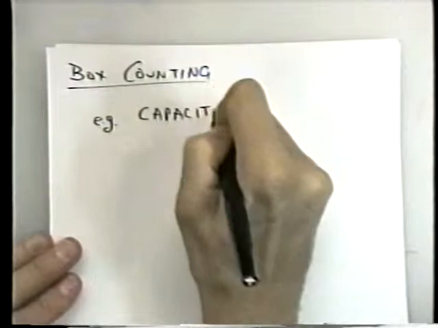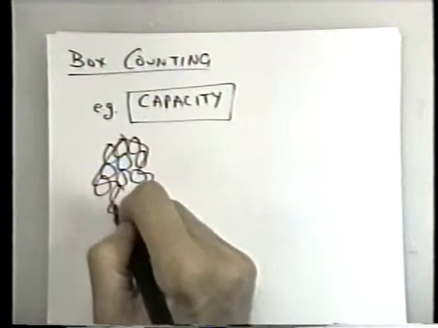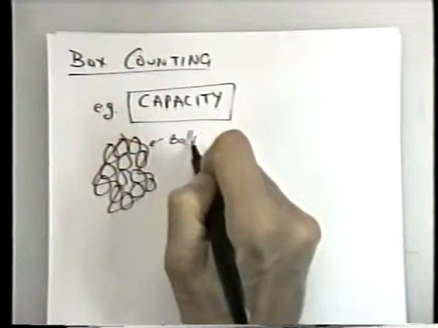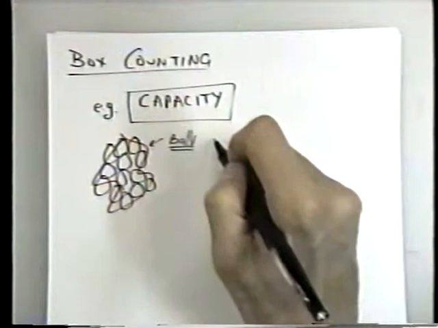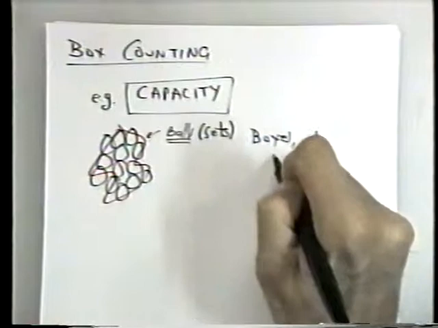Remember, in capacity, we have this object, and we cover it with these balls. And we use enough of them to create a minimal covering of an object. Well, we can choose balls of a very particular type. We can choose the balls or the sets that are involved in the covering. These are really more generalized sets, as in the Hausdorff-Besicovitch dimension. We can choose these to be boxes in an orthogonal coordinate grid.